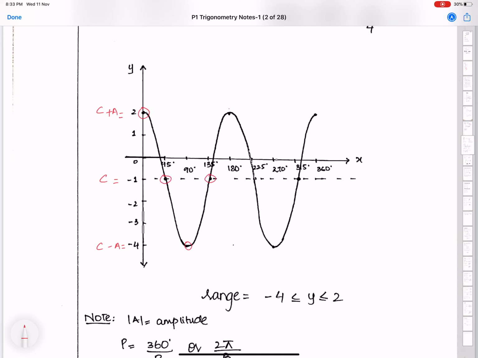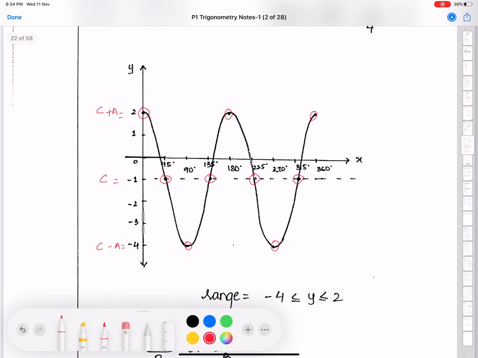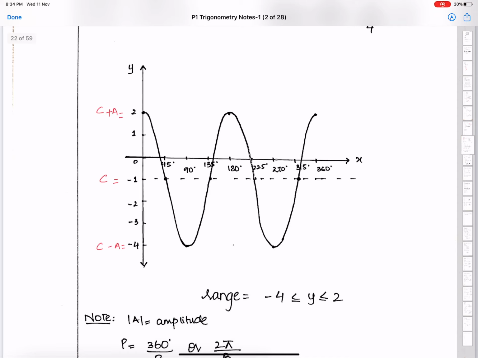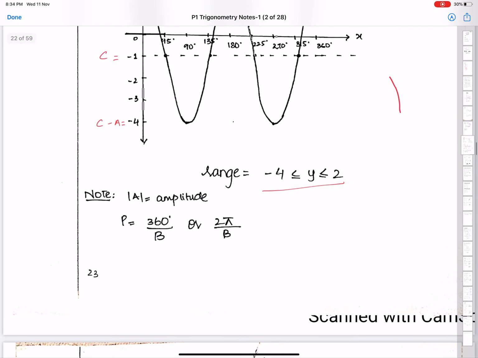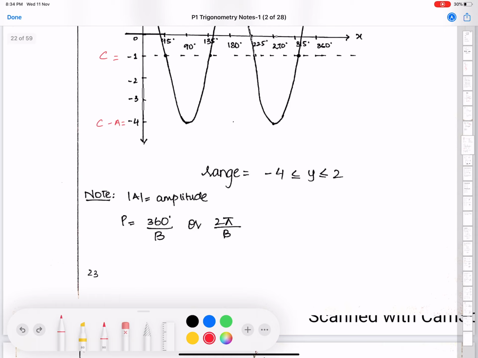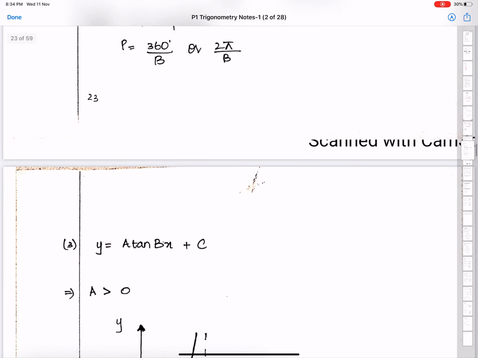Either you know these points, you learn these points, or you should use a calculator to get these points. You have an option, either learn the points or use the calculator. This is the range of the curve, -4 to 2. And the amplitude, you all know, is 3 for this curve, and the formula of period is mentioned, 2 pi upon b.